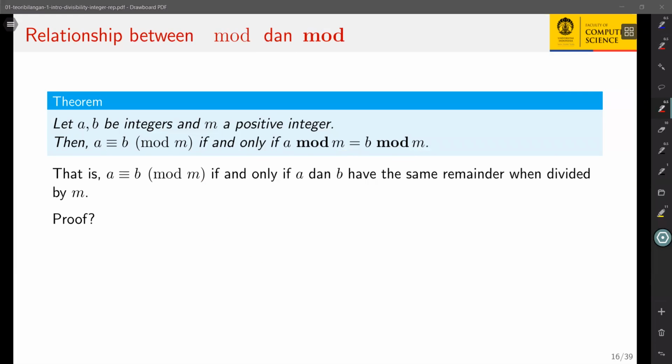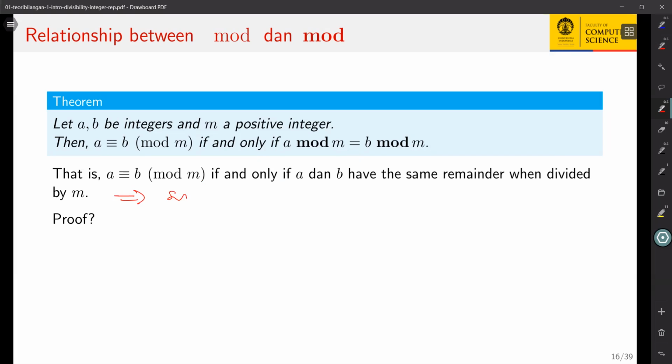Is there a way to prove this? Obviously, yes, there is. It's a theorem, right? So it has to be possible to prove it. Right. Let's do one direction, right? So the left to right.